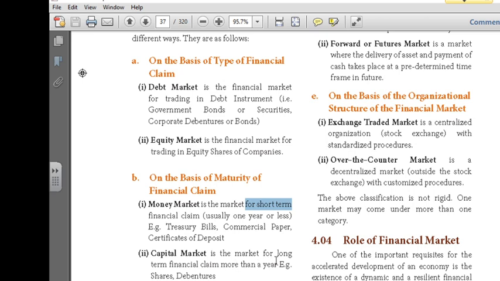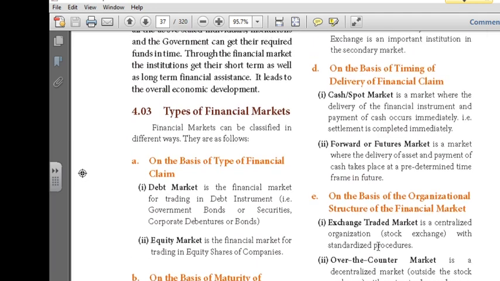What about the capital market? Capital means the long run. So money market is short term, capital market is long term. Long term means more than 1 year. Examples are shares and debentures. You have to note these points in your commerce notes.